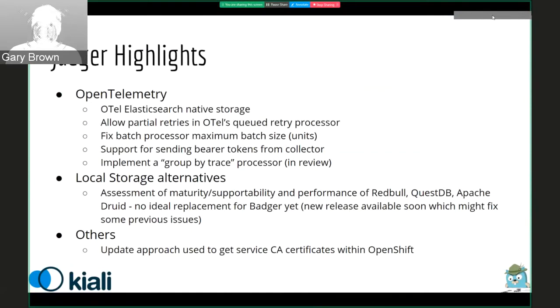We've also been doing some work on local storage. At the moment, the project has support for a storage called Badger, which has had a few issues and usability problems. So we wanted to explore different alternatives that may be out there. Unfortunately, there's no ideal solution at the moment, and there's also some new fixes coming in with Badger. So we'll be looking to see if those address at least some of the issues that we've been having. And then finally, some work on service CA certificates in OpenShift.